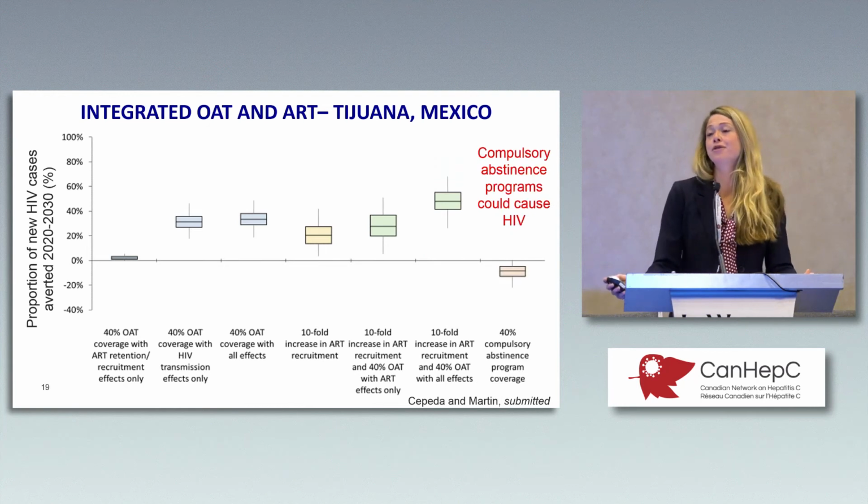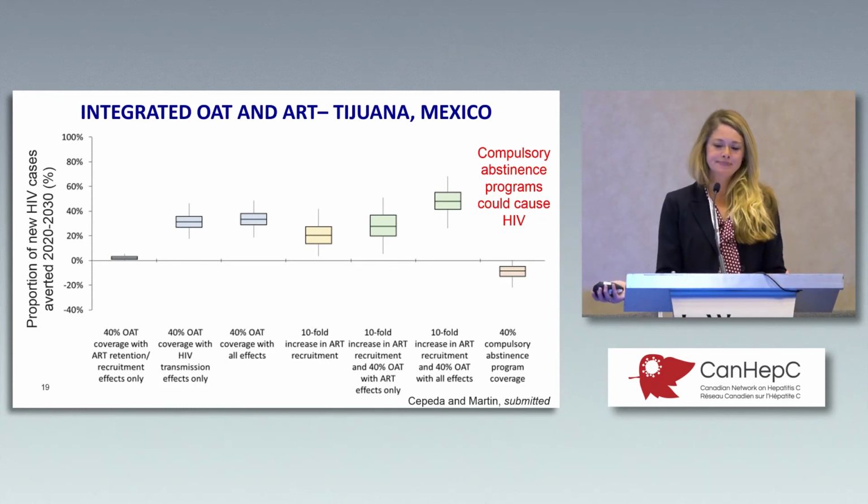And finally, unfortunately, what has actually happened in Tijuana is that the federal government has provided funding not for opiate agonist therapy, but for compulsory abstinence programs, which in our studies have been associated with increased HIV risk as well as fatal overdose. And so in Mexico, we simulated the impact of scaling up those programs as federally funded, and we could see that that could actually cause more HIV in the next 10 years, really underscoring the importance of federal funding for these evidence-based strategies.